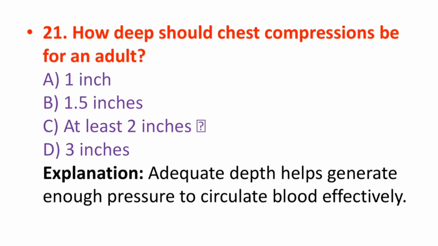How deep should chest compressions be for an adult? Option A 1 inch, option B 1.5 inches, option C at least 2 inches, option D 3 inches. The correct answer is option C, at least 2 inches. Adequate depth helps generate enough pressure to circulate blood effectively.